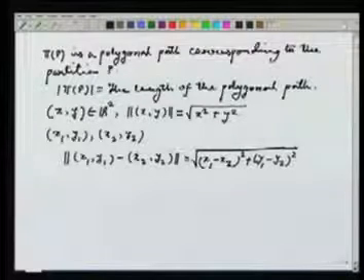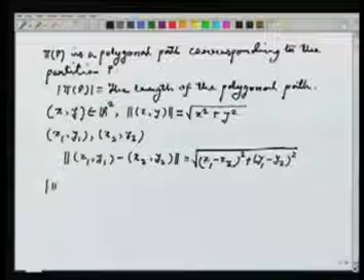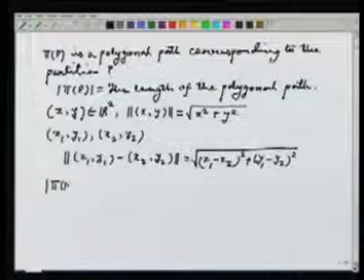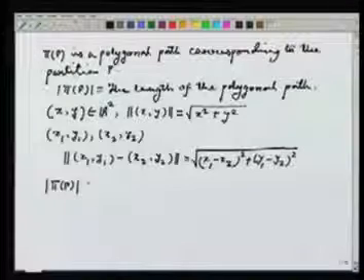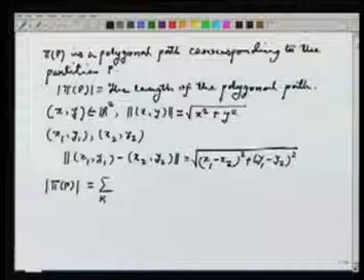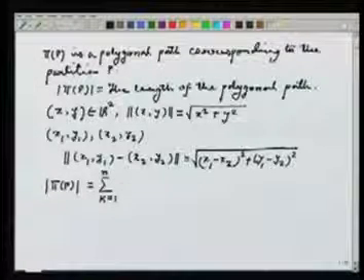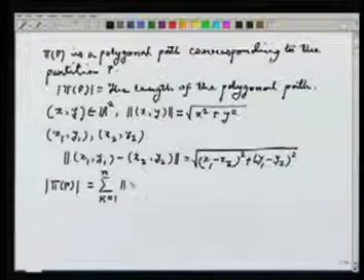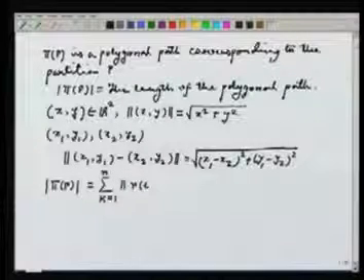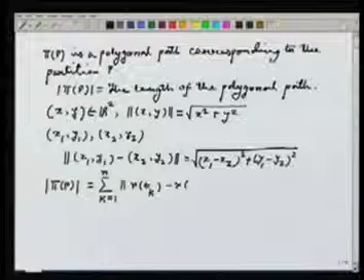Using these formulas, now I can say that |Π_P| is given by the summation over k from 1 to n of the norm of r(tk) minus r(tk-1).